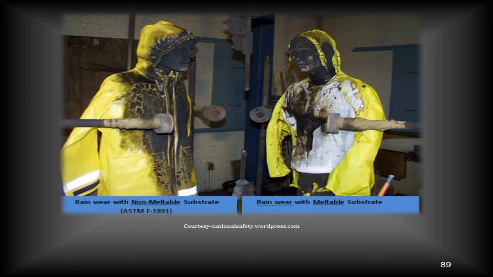Notice on the left here, we've got rainwear that has non-meltable material. On the right, we've got rainwear that has meltable material. Okay, now chances are both individuals are going to endure a high amount of heat. Okay, but the point is, the personal protective equipment that was designed to handle the high amount of heat actually worked. So we may have saved the person on the left over the person on the right.